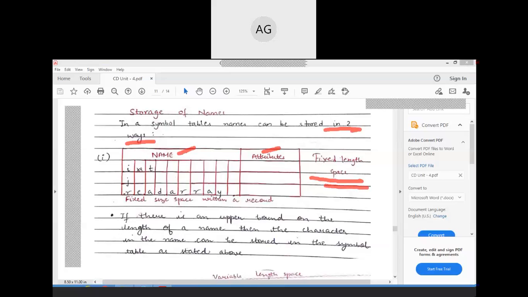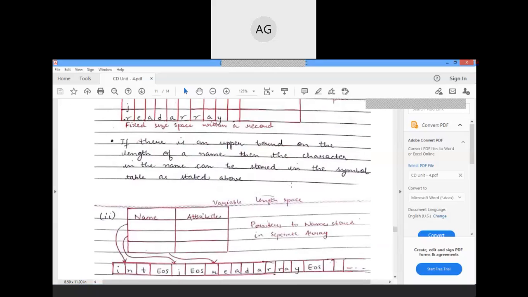So you can also write the int, meaning the int data structure. Then if you need to store the value of a variable j, then you can write its name as variable j. Then you can also write the read array. So this is the first type of storage, fixed length space.